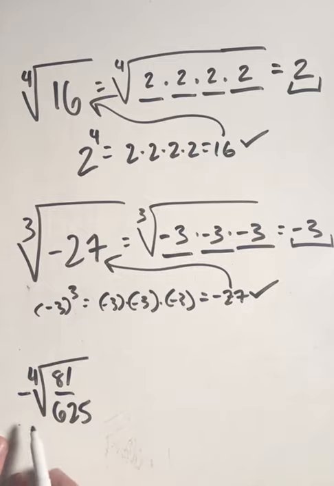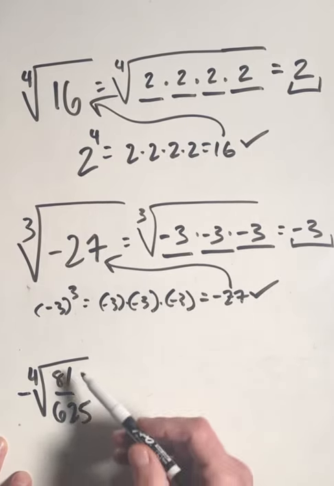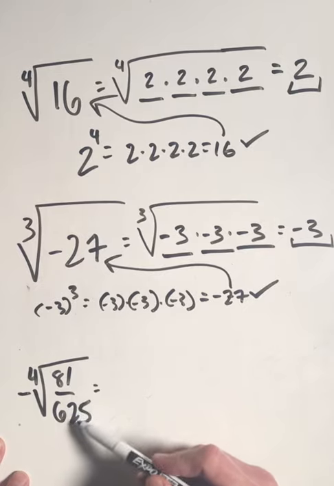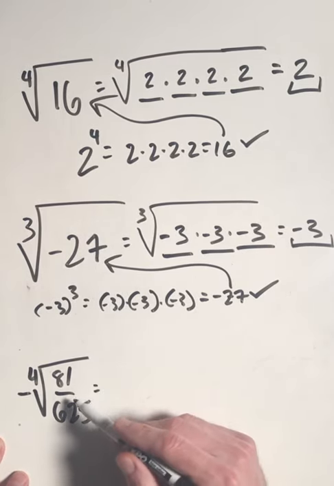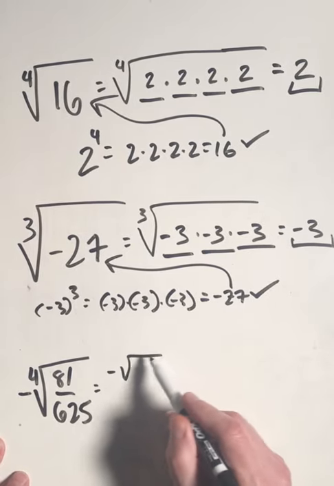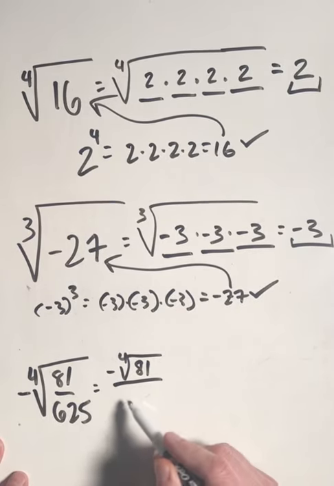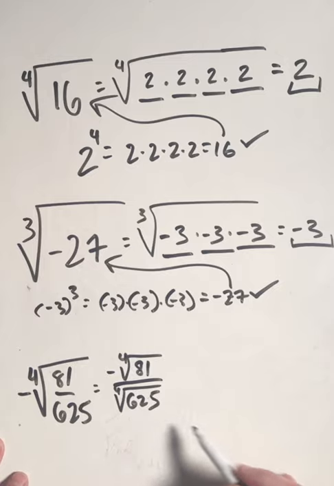Last one here. Negative the fourth root of 81 over 625. I'm going to break things up a little bit. I'm going to break this up because this is a root of a quotient. That's the same as the quotient of the roots. And I'm going to move the negative to the numerator. So I'm going to be looking at the fourth root of 81, and I'm going to make it negative, over the fourth root of 625.